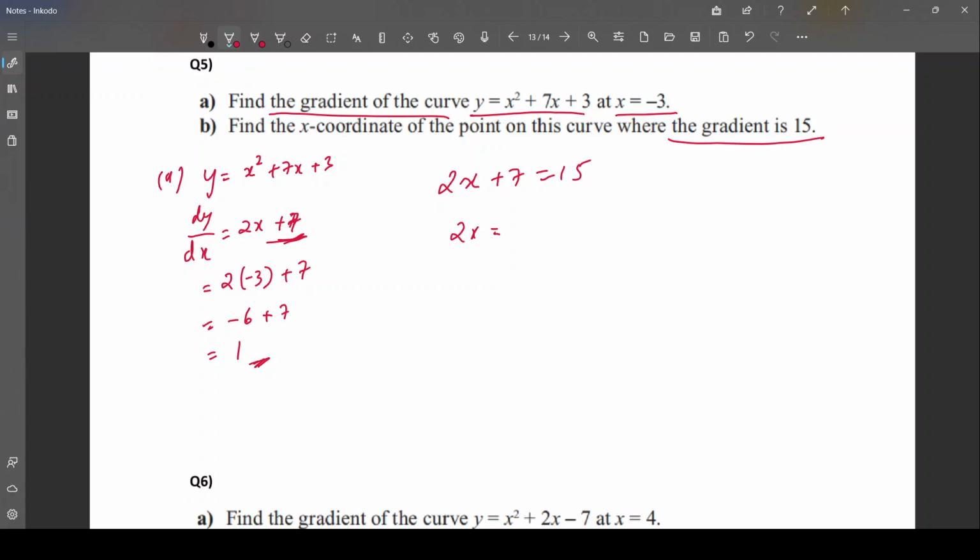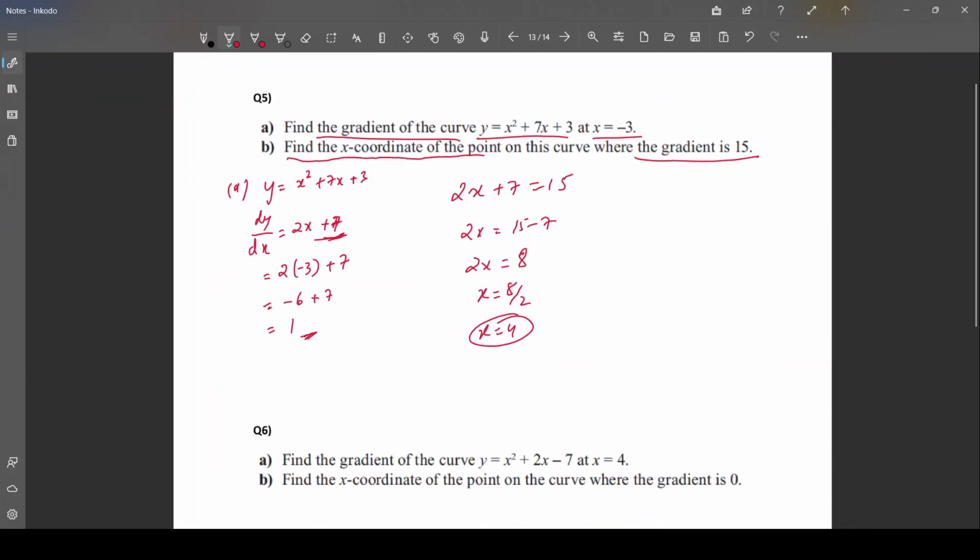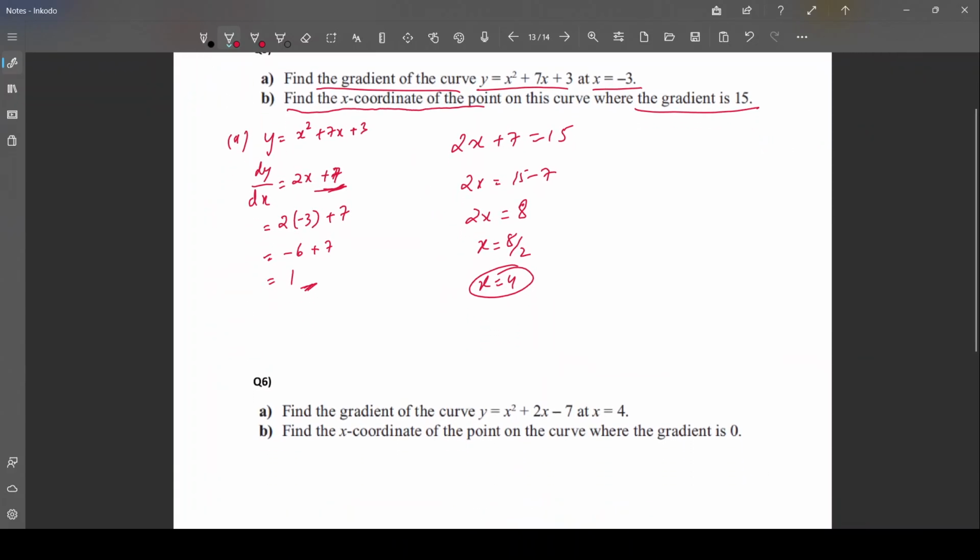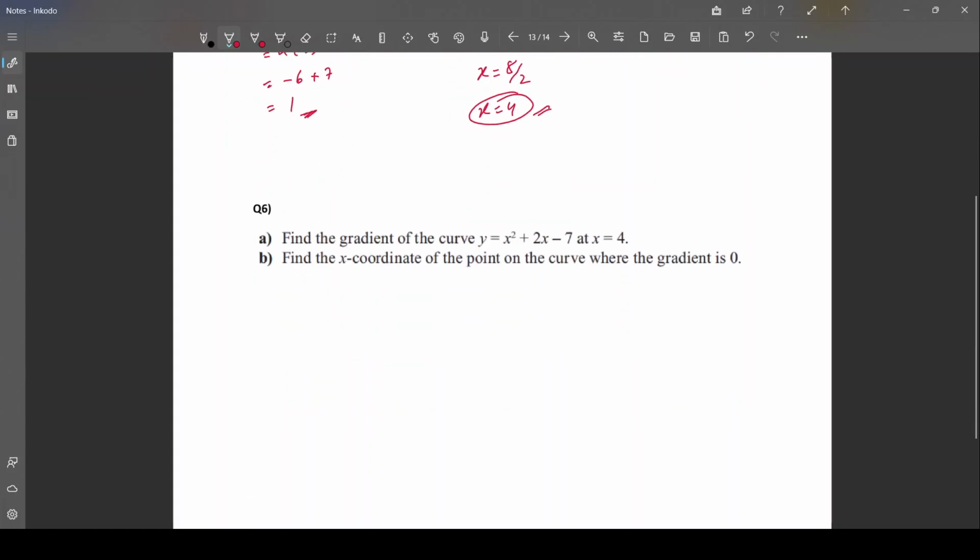So 2x equals 15 minus 7. So 2x is 15 minus 7 is 8, and x will be equal to 8 by 2, x equals 4. They just asked you to find out the x coordinate of the point. So it is 4. X coordinate is 4.